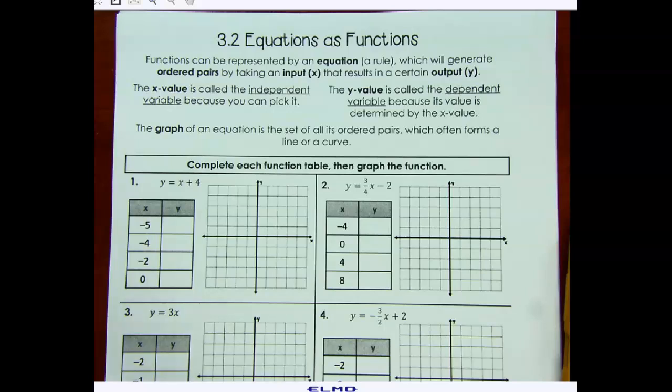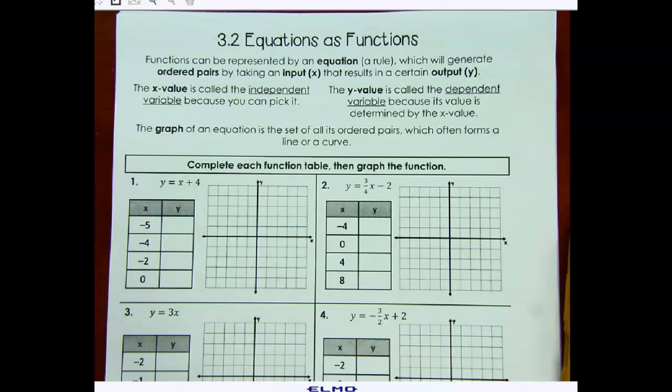Alright, so today we're going to do lesson 3.2, equations as functions. Functions can be represented by an equation, which is just a rule for math, which will generate ordered pairs by taking an input x that results in a certain output y. The x value is called the independent variable because you can pick it. That's the number you choose. It can be whatever you want it to be.